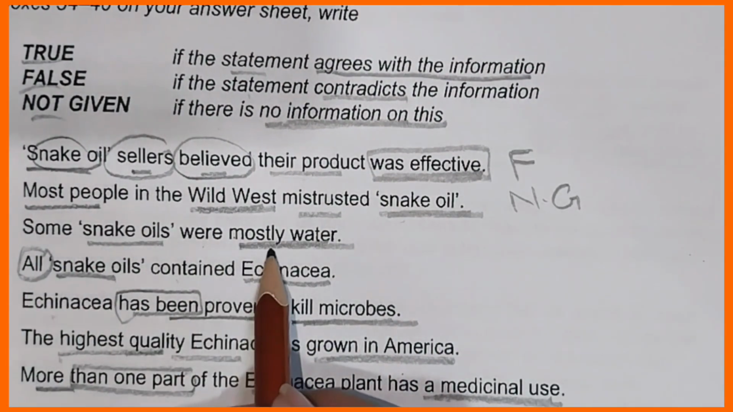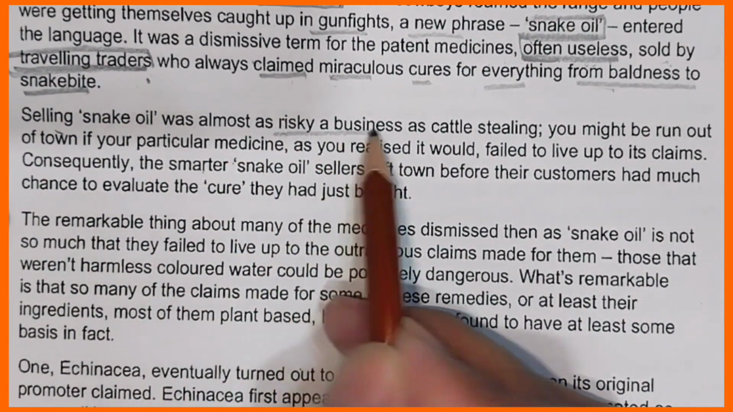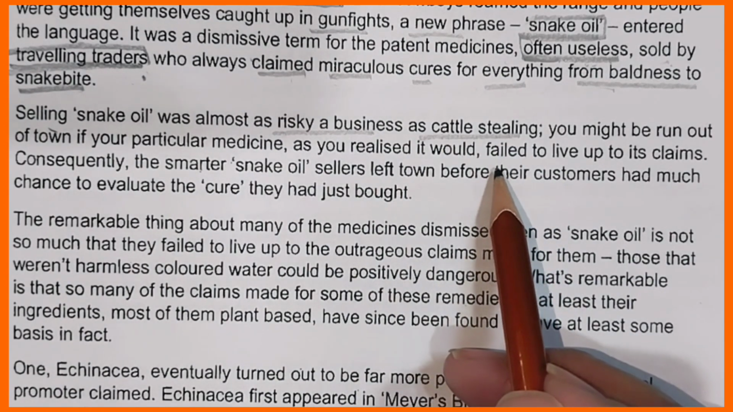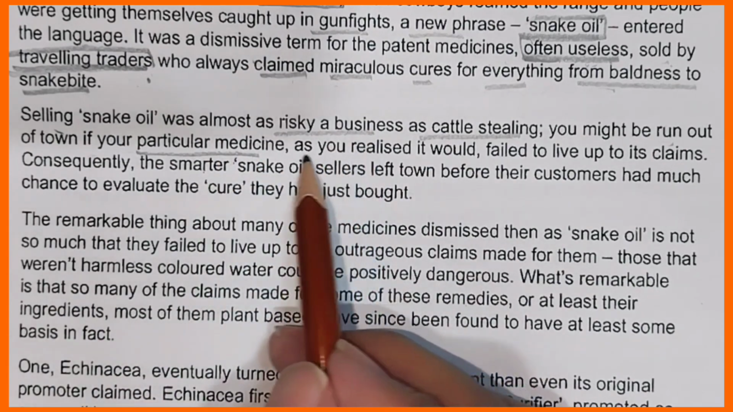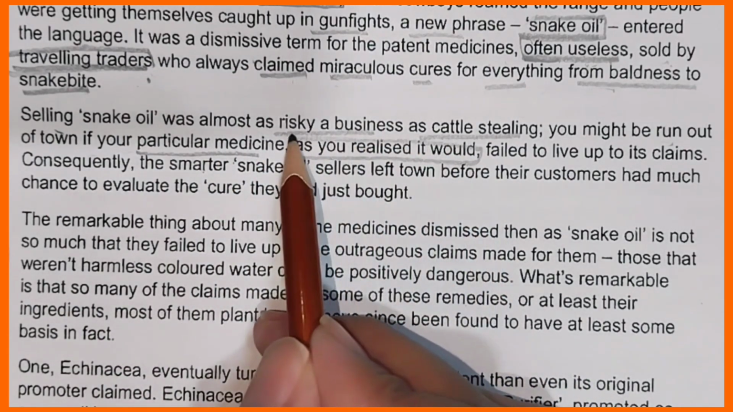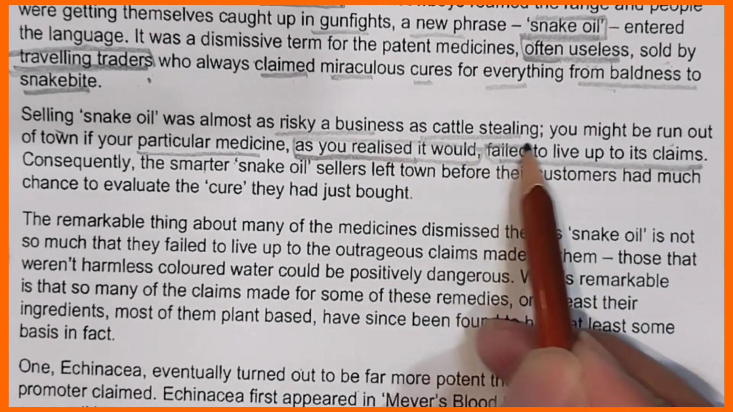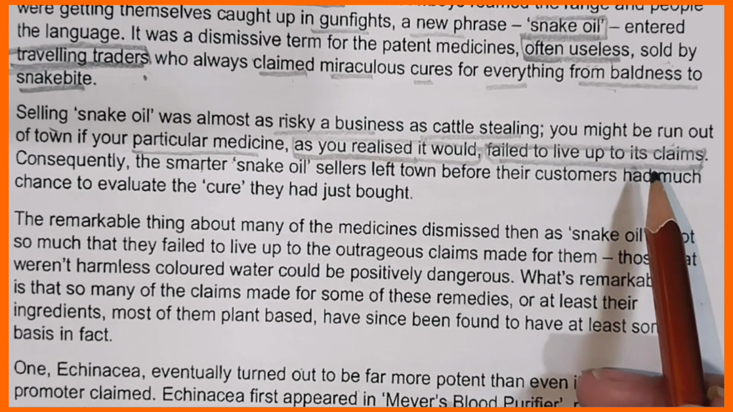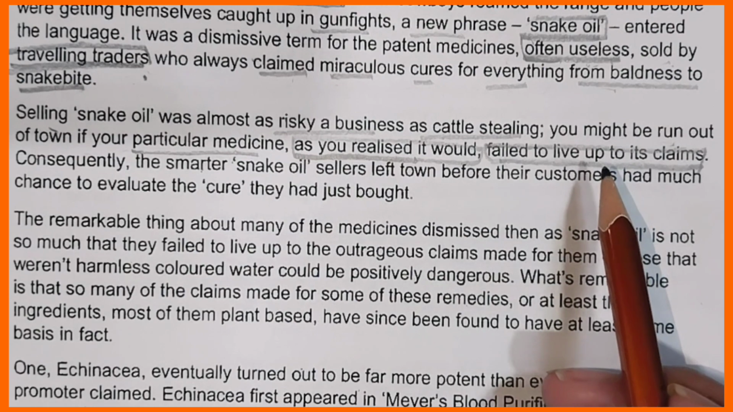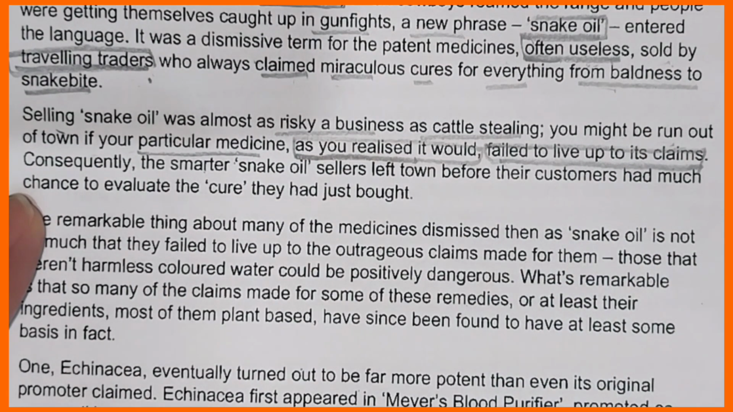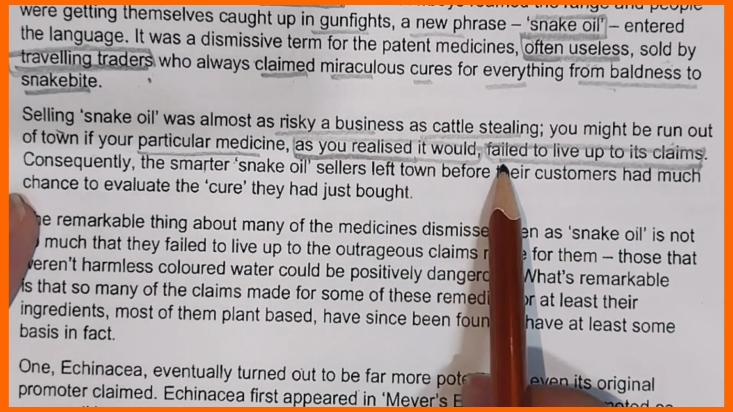Some snake oils were mostly water. So now we are supposed to look at: snake oils, almost as risky a business as cattle stealing. You might be run out of town if your particular medicine, as you realized it would, failed to live up to its claims. So this sentence also is telling us about the effectiveness of the medicine, that the sellers of the snake oil know that their medicine is not effective. In the question they were asking whether they believed it's effective, but here they are saying they know that it's not effective.